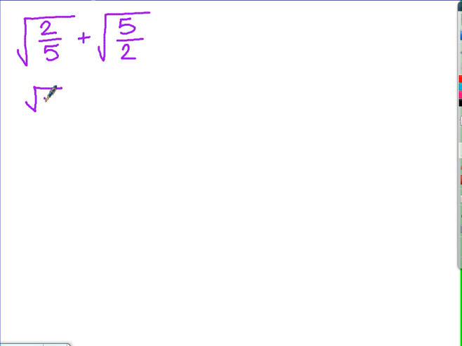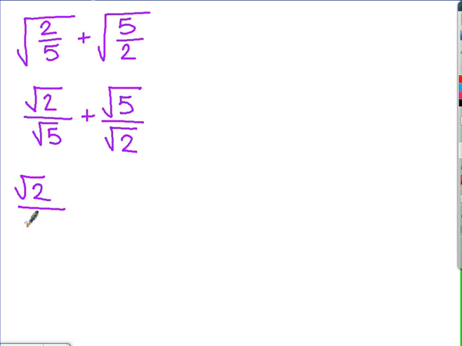In our next example, we have the square root of 2/5 plus the square root of 5/2. Now, we need to first of all use our quotient theorem for square roots and separate these. So we rewrite them with the square roots in the numerator and denominator. We have the square root of 2 over root 5 plus root 5 over root 2. Now we know we can't have roots in the denominator, so let's rationalize each one.